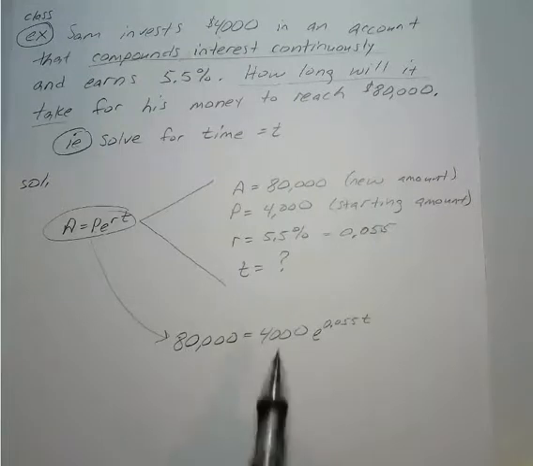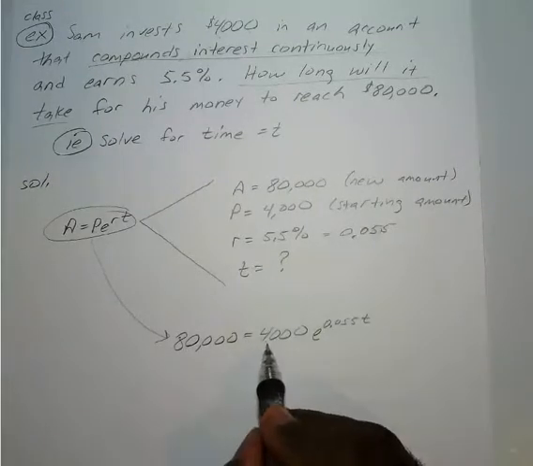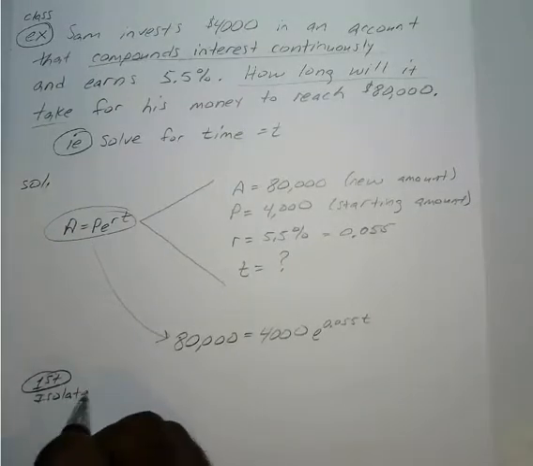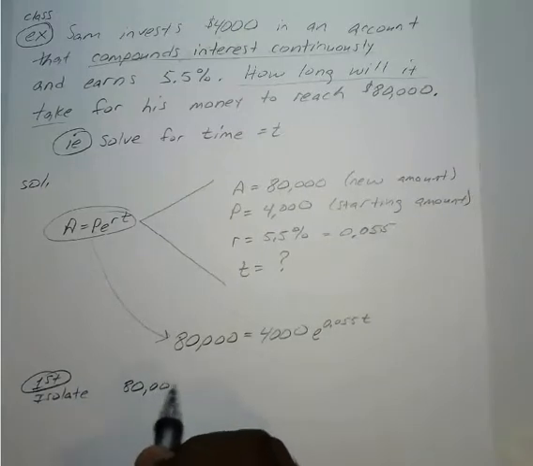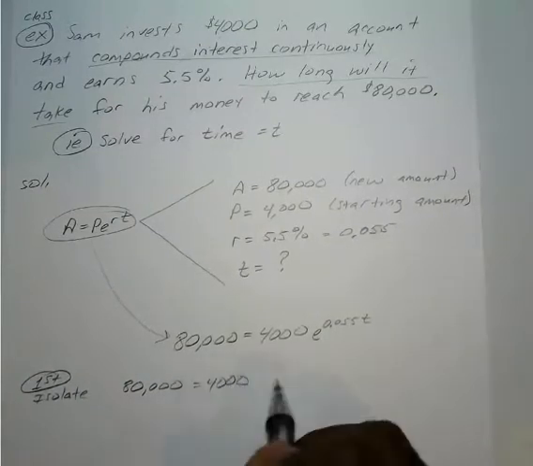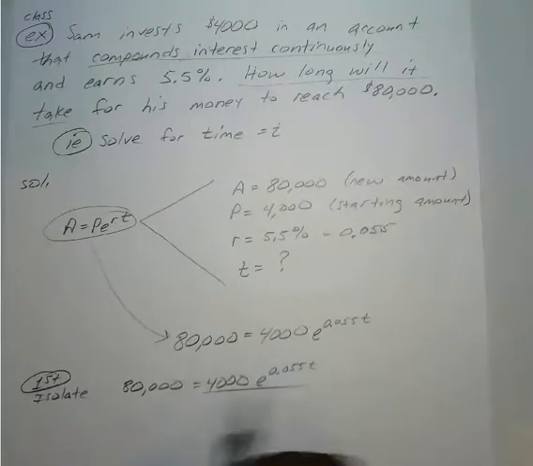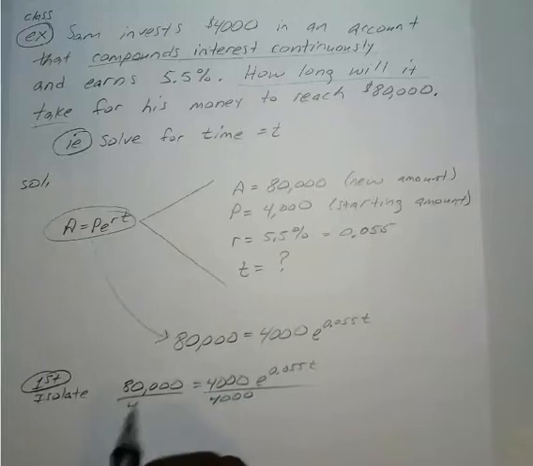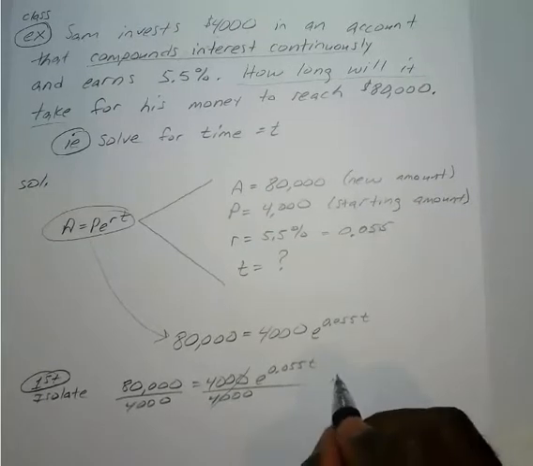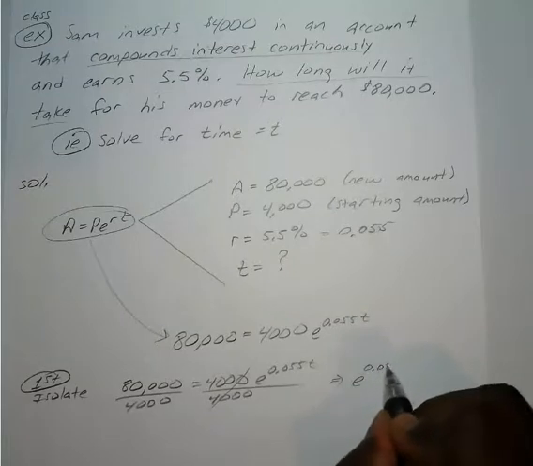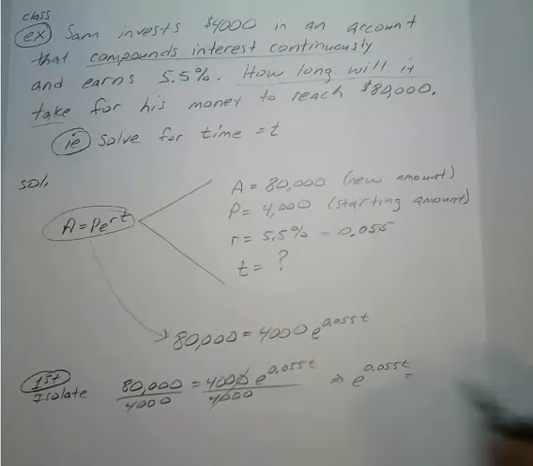All right, so we divide both sides by 4,000. So remember, that's our first step, is we isolate. So 80,000 equals 4,000 times e to the 0.055 times t. Divide both sides by 4,000, where those two cancel each other out. That leaves us with e to the 0.055t equals 80,000 divided by 4,000, which is 20.